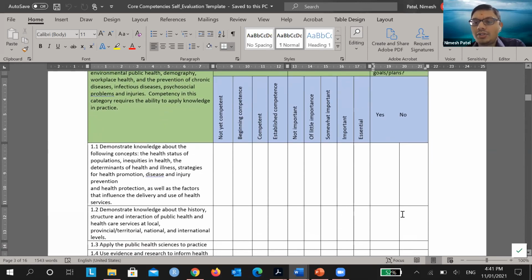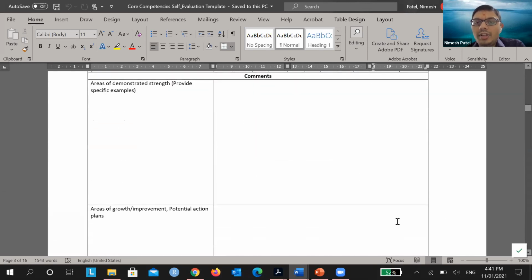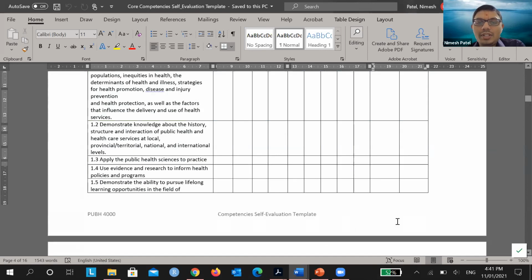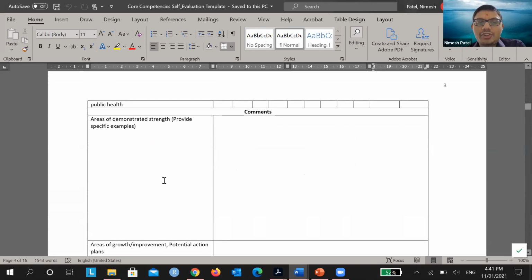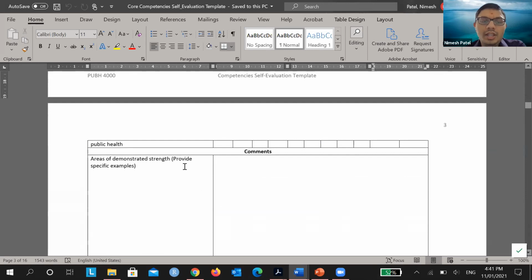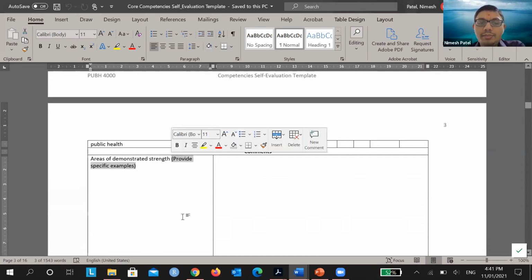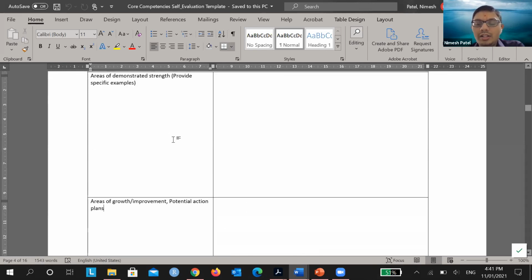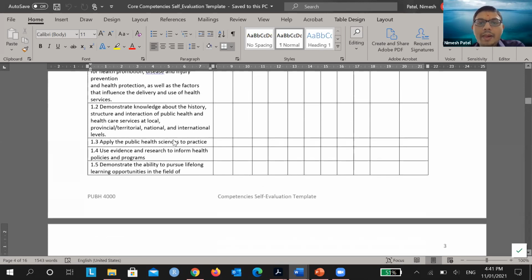And then you answer the question yes or no. Okay. Once you rate those, below each competency you have the areas of demonstrated strength and the areas of improvement with potential plans. Here, again, the key part is to provide specific examples. And again, here, the potential action plan. I'll tell you what the expectations are.